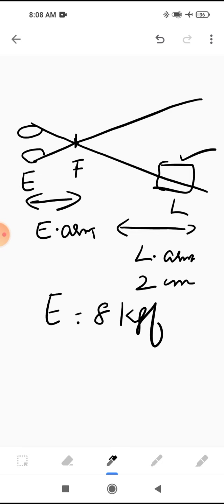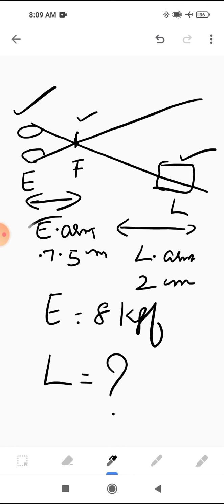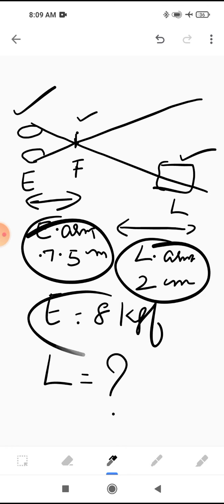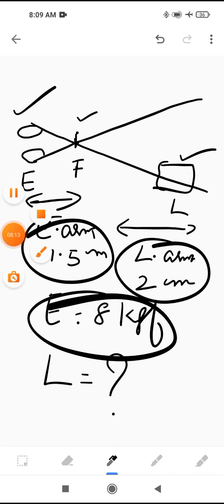Here on the fingers the effort is applied by fingers 7.5 cm from the rivet. From rivet the distance to effort, that is effort arm, is 7.5 cm. Then you are asked to find out what is the resistance offered by the cloth. Means load you have to find out. You know the effort arm, load arm and effort. Load you have to find out. Use the formula load into load arm is equal to effort into effort arm.